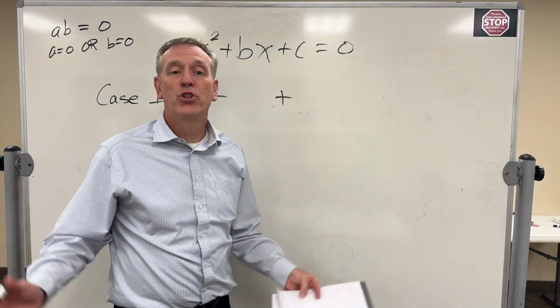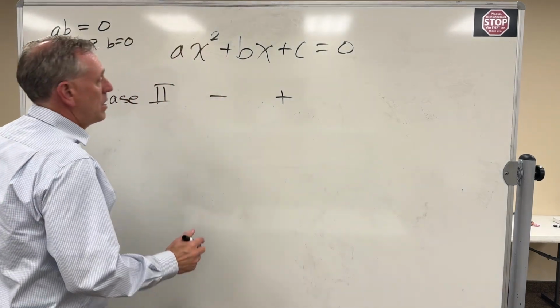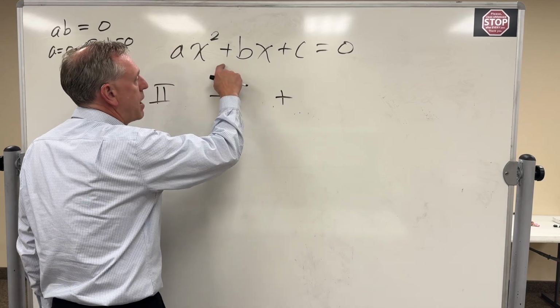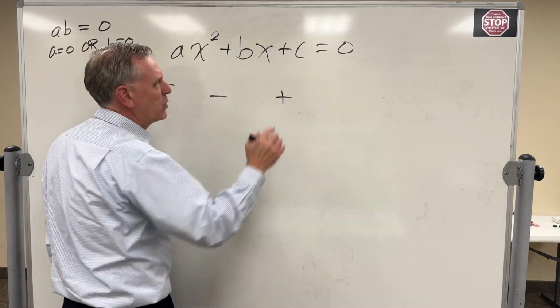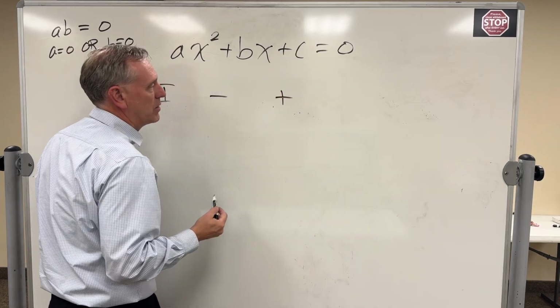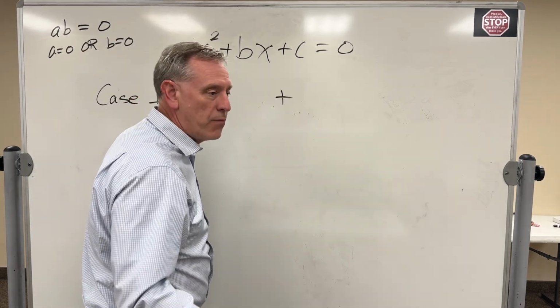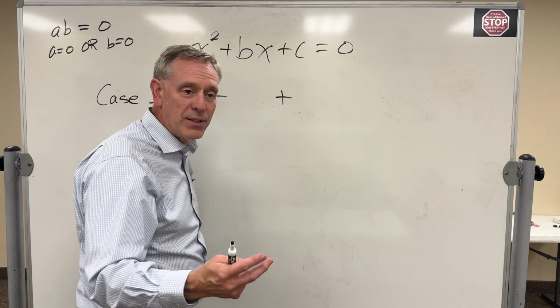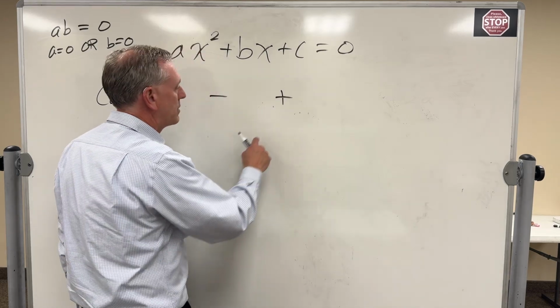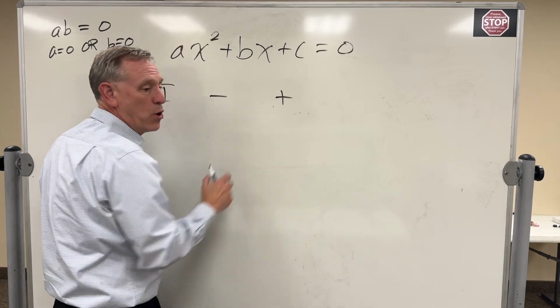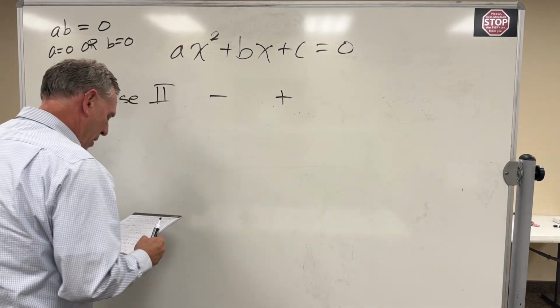All right, so case 2 is a little different. Instead of plus plus, we have minus plus, and very specifically, the second one being positive. If the second one is positive, that means either both of the values are positive or both are negative. In this case, if the second one is positive and the first one's negative, that means these are both negative. So let me give you an example of this.